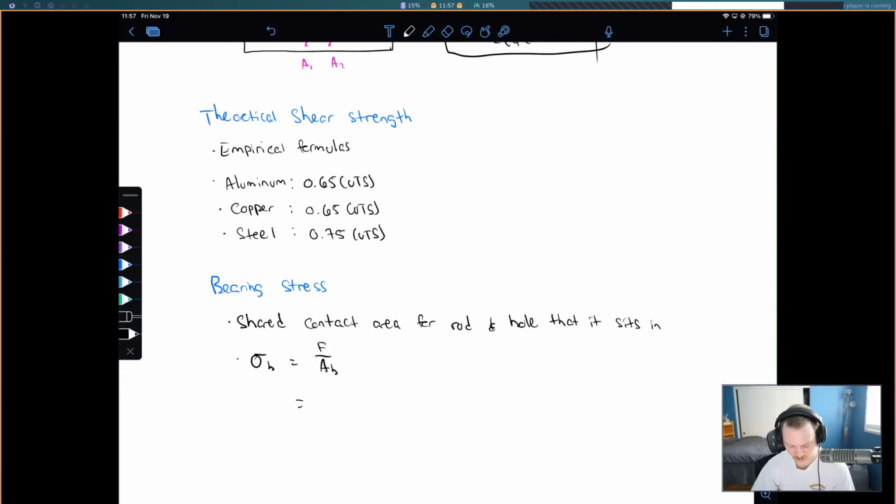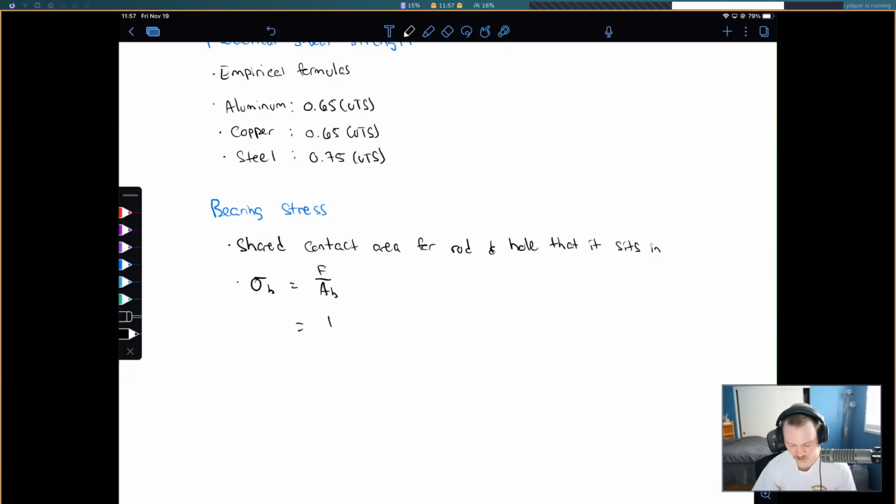So let's rewrite this for our lab. That's going to be our force, divided by L sub m times d. L sub m is the length of the rod that's in that middle section, and d is the diameter of the rod. All right, so we're going to need this as well.